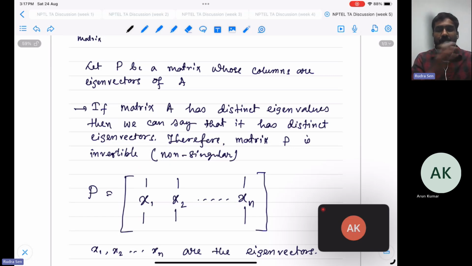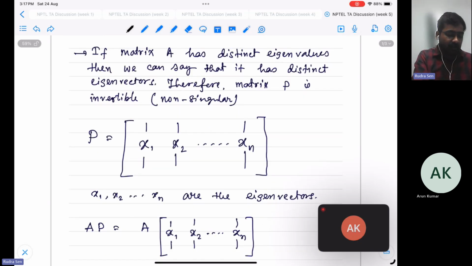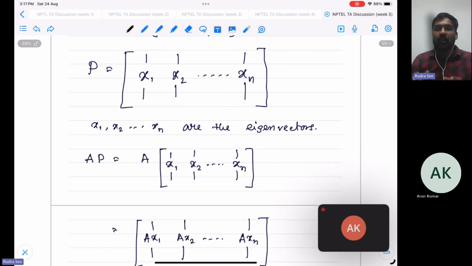So we will get different eigenvectors for that case. And if we put the different eigenvectors in the columns of matrix P, we will be ensured that this P is invertible. That means it is non-singular.